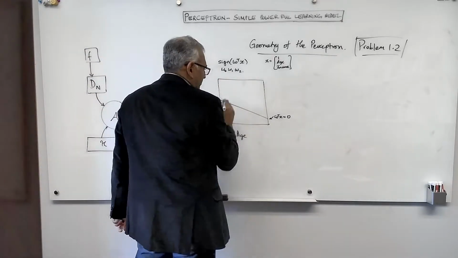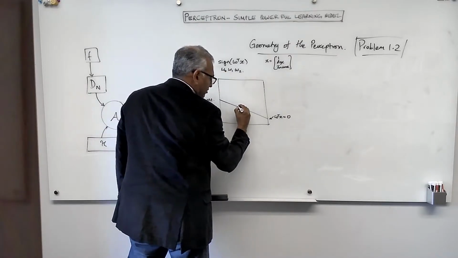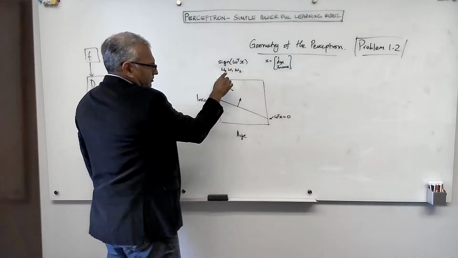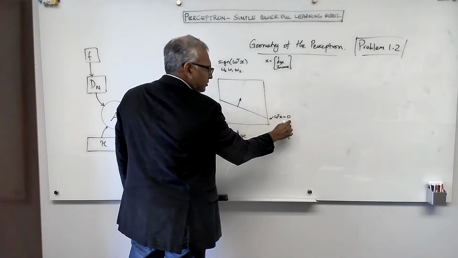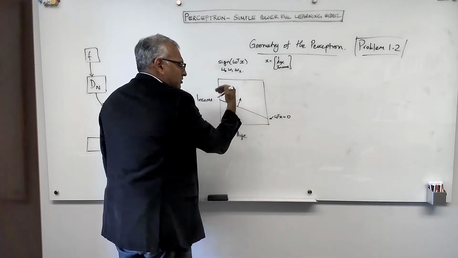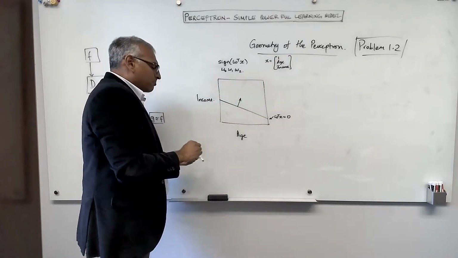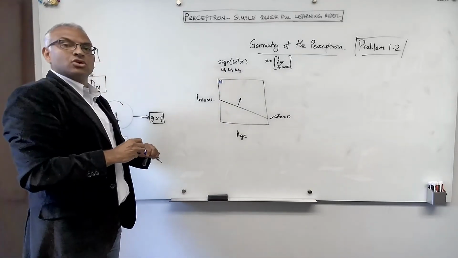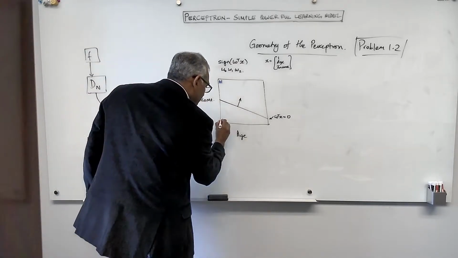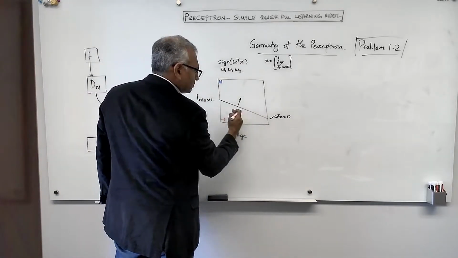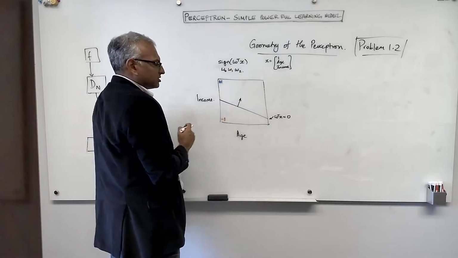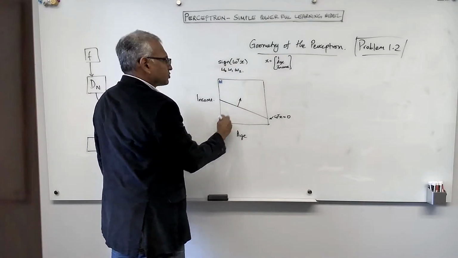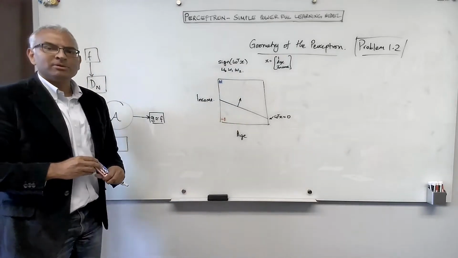W1 and W2 define the normal. That's the solution to W transpose X equals 0. Then on one side it's going to be positive, and on the other side negative. The positive side I will call the +1 side, and the negative side is the -1 side. So this is equal to 0, this is less than 0, greater than 0. Greater than 0 results in +1 when you take the sign, and less than 0 results in -1. So that is the geometry of a perceptron.